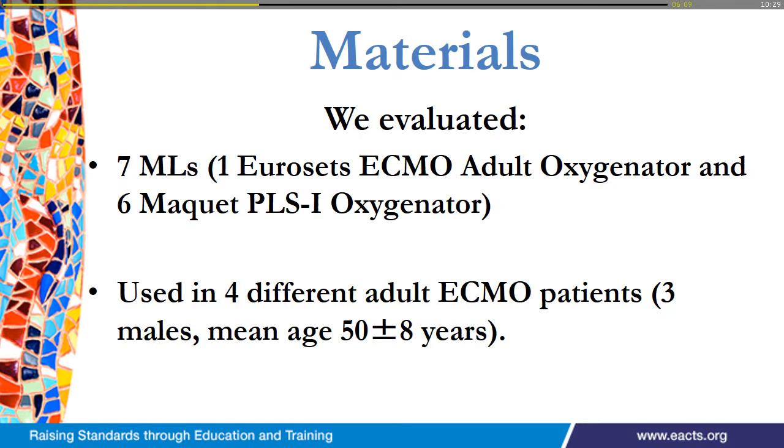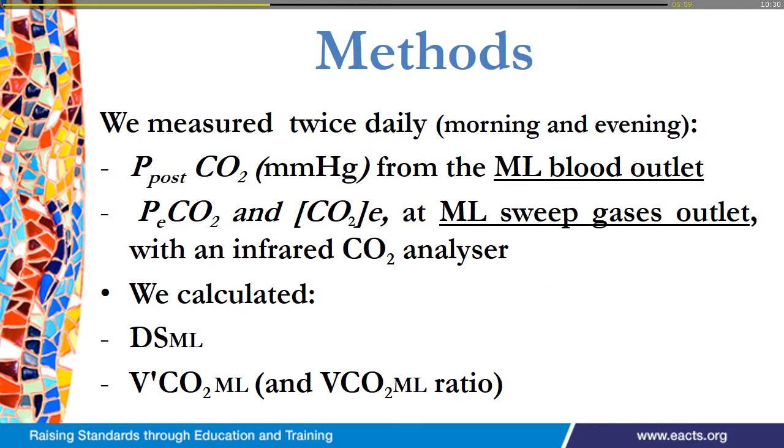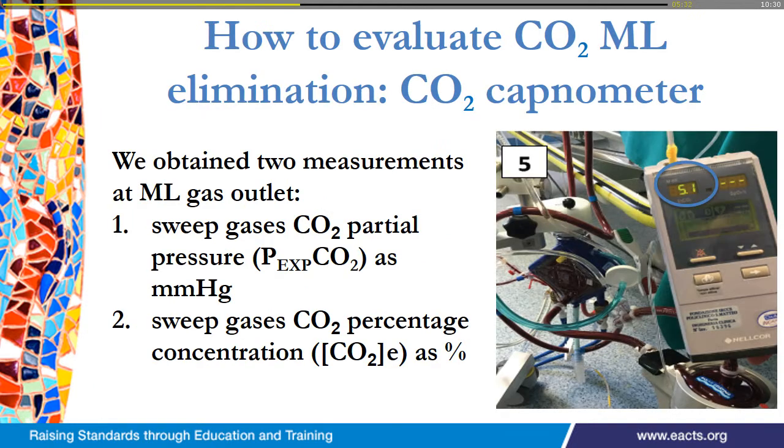In our study, we evaluated 7 membrane lungs used in 4 different adult patients, mean age 50 years old. In the method, most measurements were made of PCO2 post-oxygenator from the membrane lung blood outlet, P-expired CO2, and CO2 concentration at the membrane lung sweep gas outlet with an infrared CO2 analyzer. And we calculated the dead space and the VCO2 membrane lung.